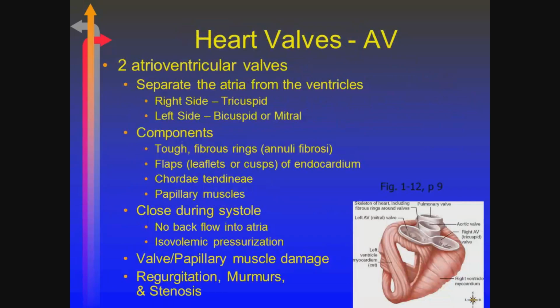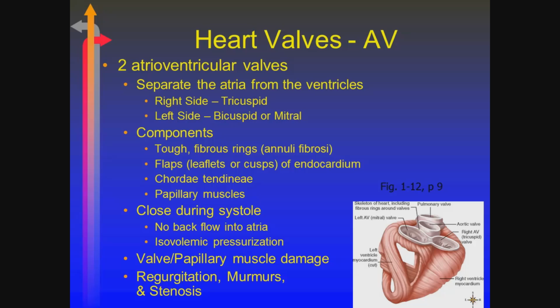We know there's some valves that are within the heart to separate the atria from the ventricle. Tricuspid on the right, bicuspid on the left. They're basically these flaps that are held in place by the chordae tendineae when papillary muscles contract. They close during systole to prevent backflow back into the atria. And they allow for pressurization of the ventricle without having the pressure transmitted back into the atria.